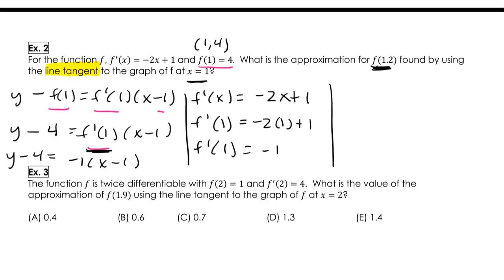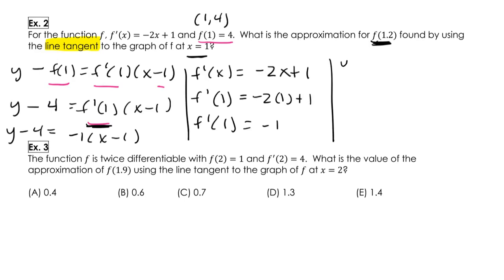The only thing left to do now is they told us to use the tangent line to find out this value right here. So our tangent line, which is over here, we can clean it up a little bit. It simplifies really nicely: negative x, if I distribute, that's a plus 1. And then if I add this 4 over, that becomes a 5.